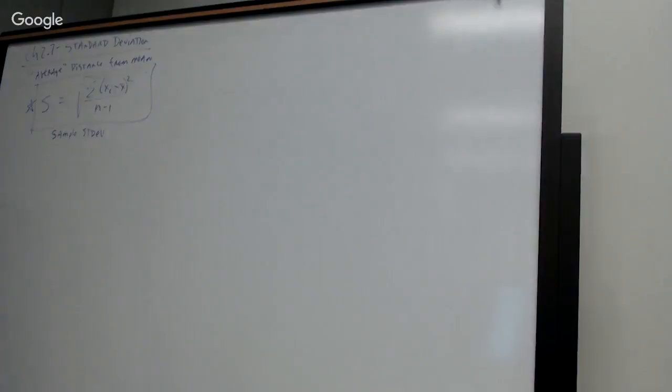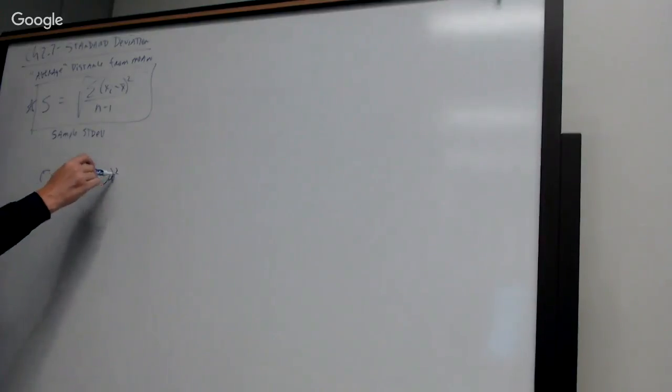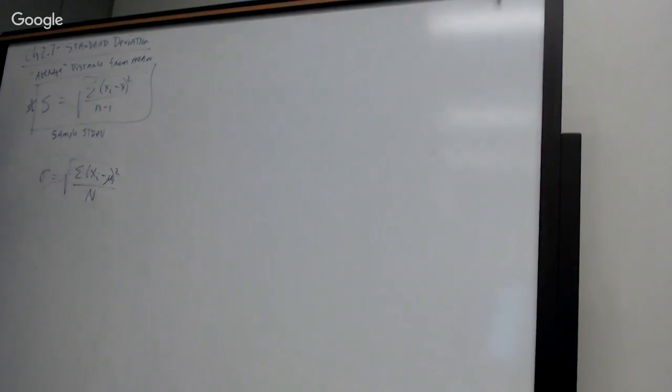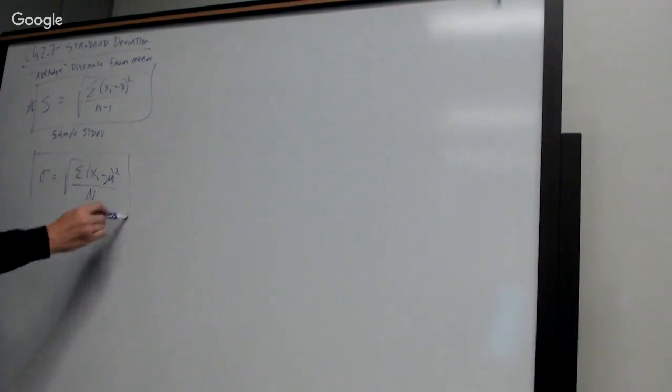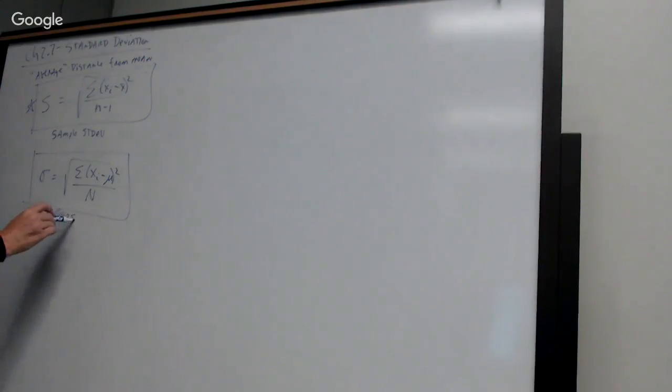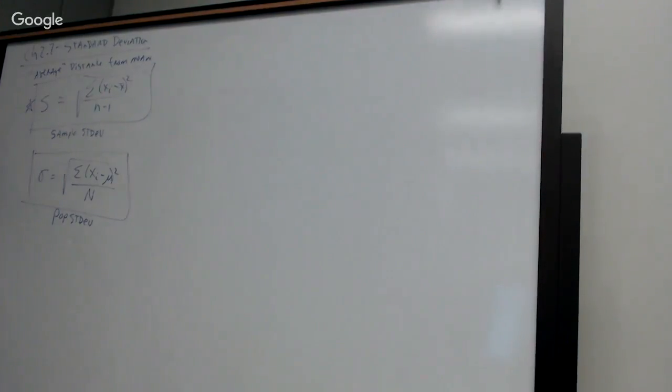On the other hand, there is another formula that I want to show you, and it is very similar. We're going to use the Greek letter sigma. It looks like a 0 with a tail on the front there. Sigma equals the square root of the sum of (xi minus mu) squared over n. This is what we call the population standard deviation. So if you're dealing with a population, you're going to use this formula. If you're dealing with a sample, you're going to use the other formula.